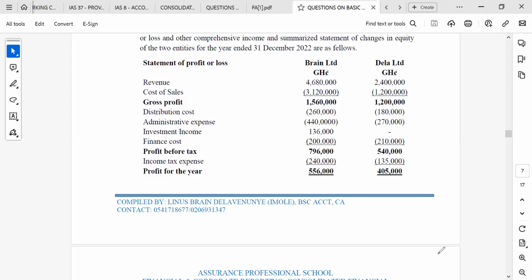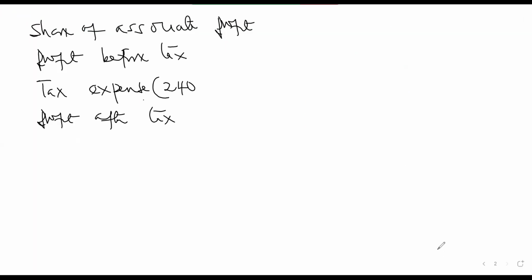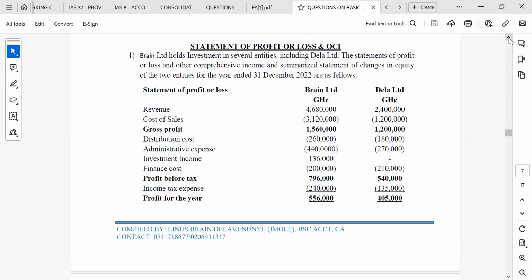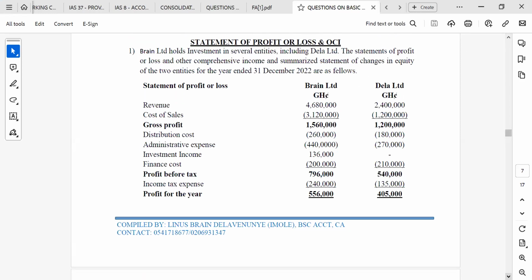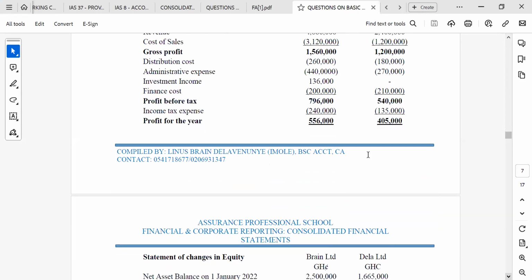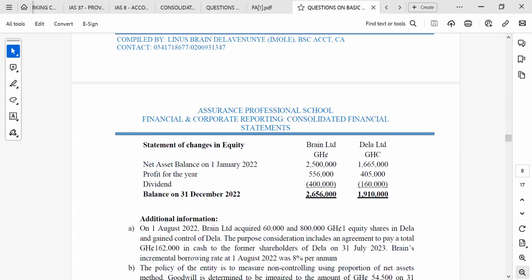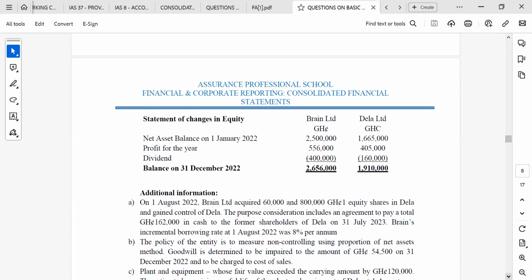So for the profit, after we have done the workings very well, we are going to be getting those figures. So the next thing that you have to go and look for is the acquisition date of the subsidiary. So we have December. So let's go to the footnote to look for the acquisition date of the subsidiary. Where can we get such information?